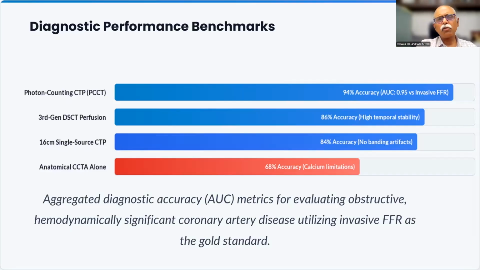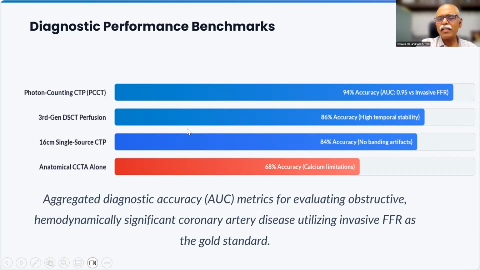On the diagnostic performance benchmarks, photon counting CT as of today has the best accuracy because of its inherent spectral ability. Photon counting CT does not need time attenuation curves or the attenuation values in the myocardium because it measures iodine content in the myocardium directly. It's an inherent spectral CT. So its accuracy is 94% for CT myocardial perfusion in picking up significant stenosis.